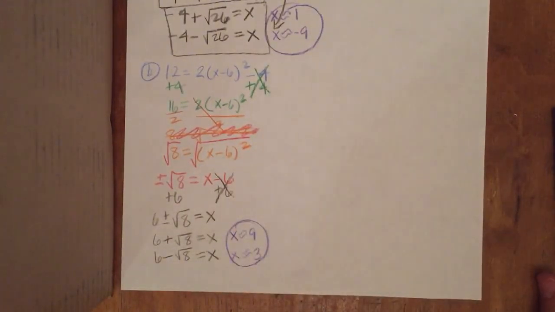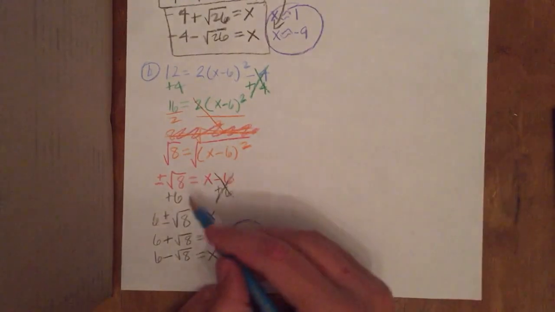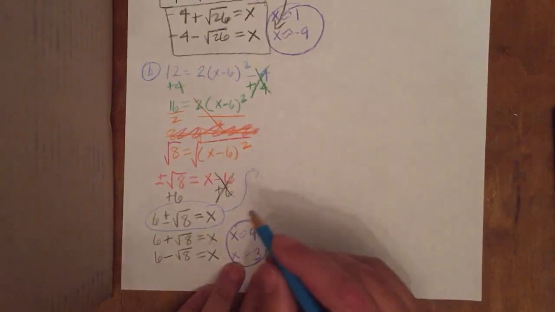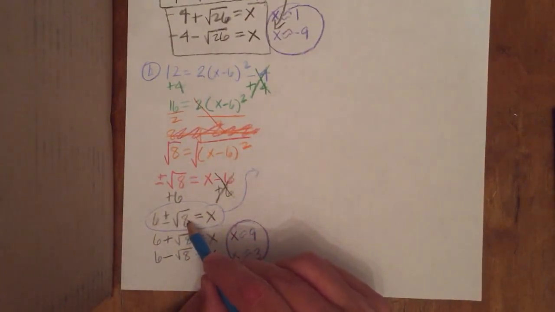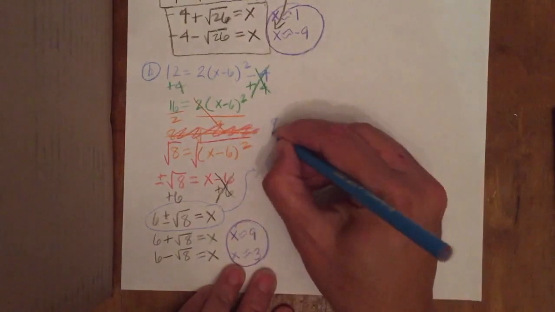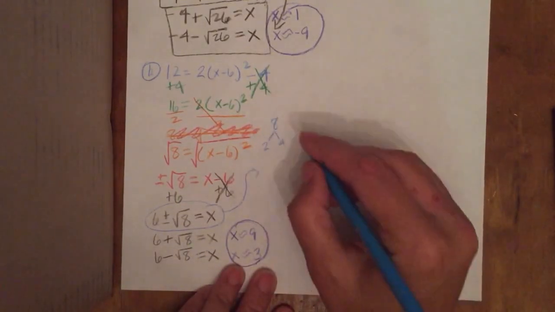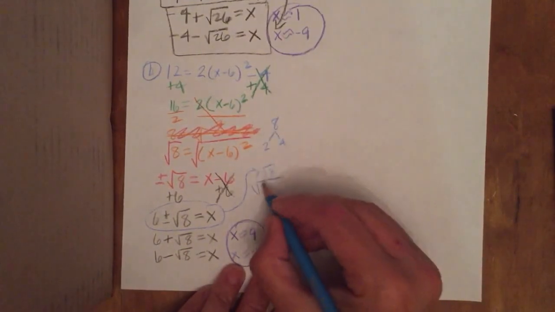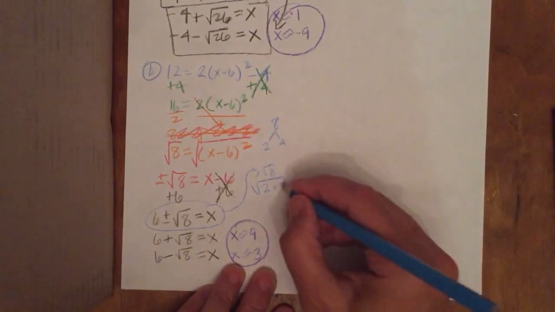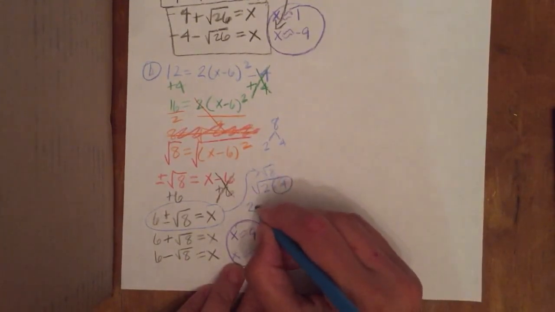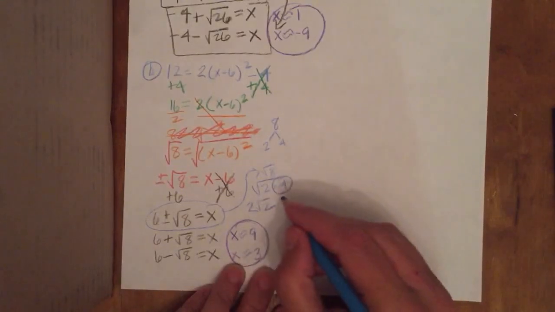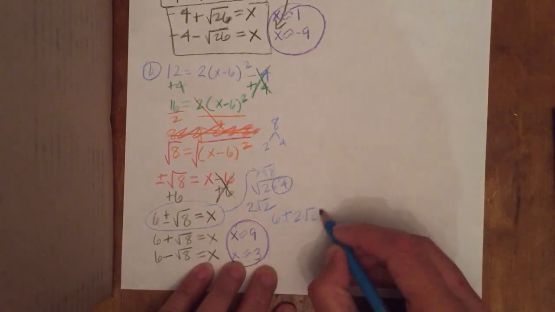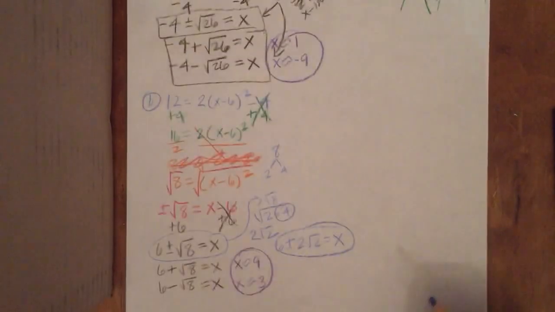Now, here's the thing. When you run into this, you can also write this option, and sometimes you'll be asked to do this. I can simplify the radical of 8. If I factor the 8 and I do my factor tree, the square root of 8 is the same thing as the square root of 2 times 4. I can take the square root of 4 and come out, it's 2, and I can write this as 2 square root of 2. So I could also write this as 6 plus or minus 2 square root of 2 equals x. That's another option.